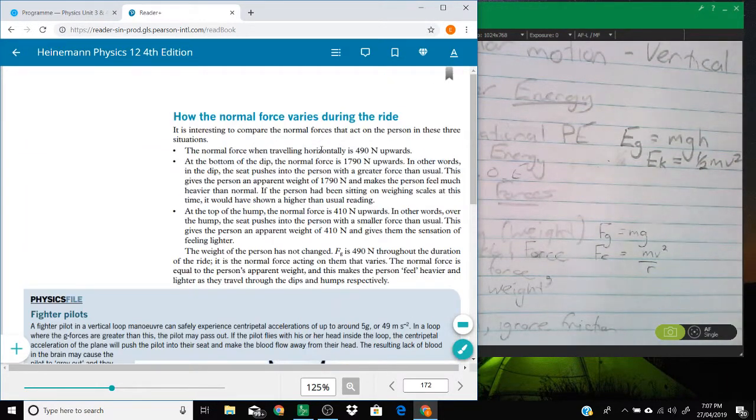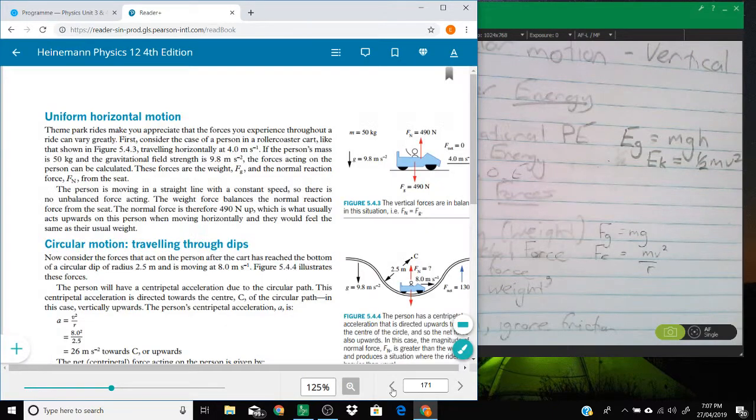All right. So normal force when traveling horizontally is that. So at the bottom of the dip, you've got a significantly larger normal force pushing upwards. At the top of the hump, you have a diminished normal force. And it's not diminished by much, but also remember that's the slowest part of the ride. So you don't need as much centripetal acceleration because you'd have a lower velocity. I might just make mention of that.